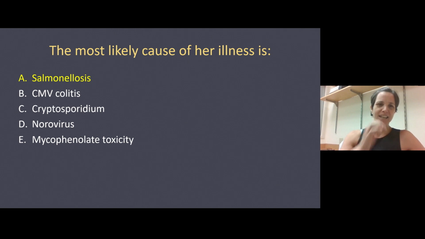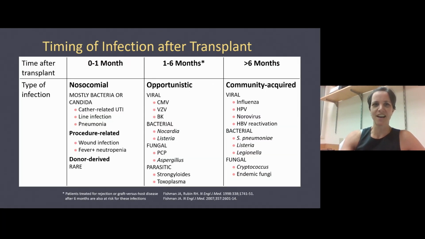But you'll notice if we've gotten all the questions in the ARS, CMV colitis and cryptosporidium are opportunistic infections. Norovirus is something you can get in the community, but it doesn't quite look like this, right? Like people don't have high fevers and belly pain with norovirus, so that's why that one's not right. And then mycophenolate, she's been on for a long time. So my next slide is really my only transplant slide, and it's going to answer why I said this.